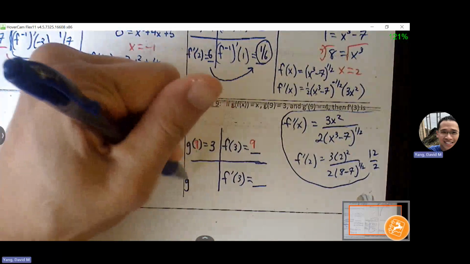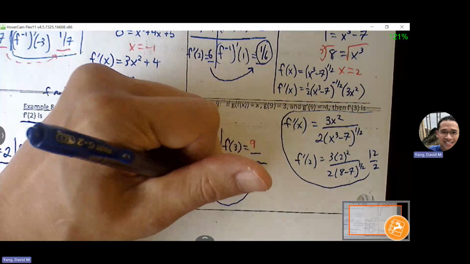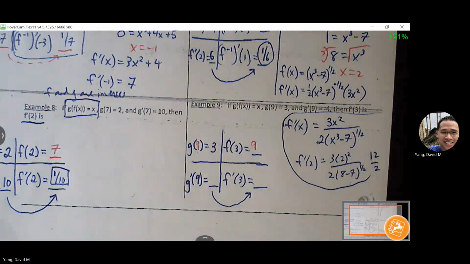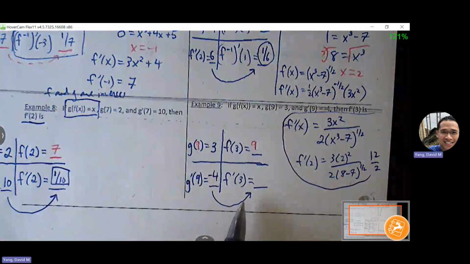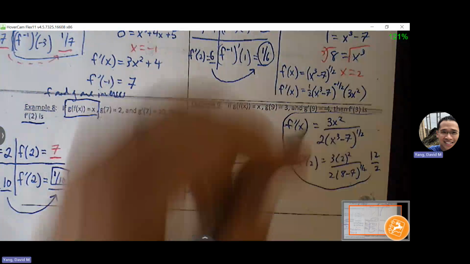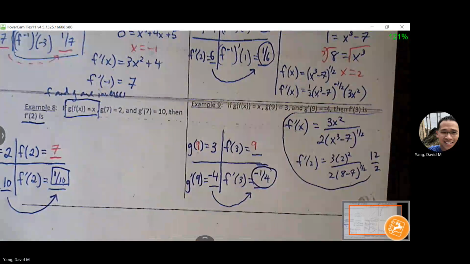So if I can find g prime of 9, then that will lead me to f prime of 3. Okay, what's g prime of 9? 4. f prime of 3 must be... Yeah. That's it.